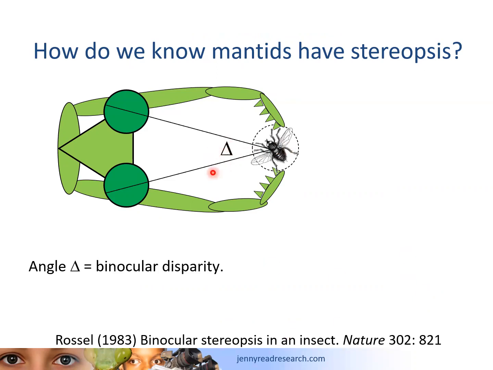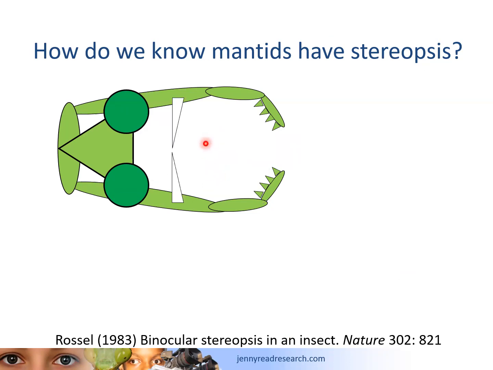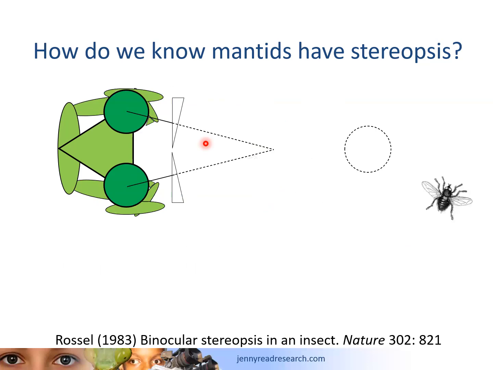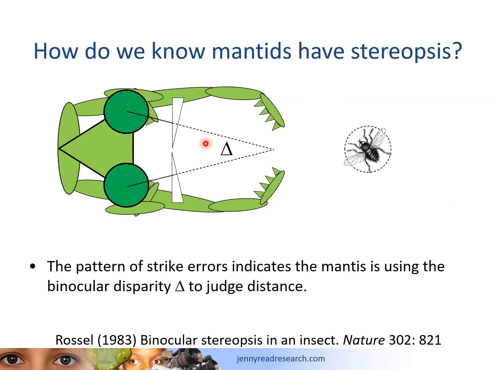People have long speculated, again since the 19th century, that they were using binocular disparity, so triangulating on this angle delta, but Russell proved it by the simple expedient of putting base-out prisms in front of the animal. So of course prisms bend the light rays, but you can't expect the mantis to take that into account, and so it's going to make errors in its catching. And Russell showed that indeed the pattern of strike errors, as he varied the power of the prisms, varied as predicted, and that's really powerful evidence that the mantis is using binocular disparity to judge distance.